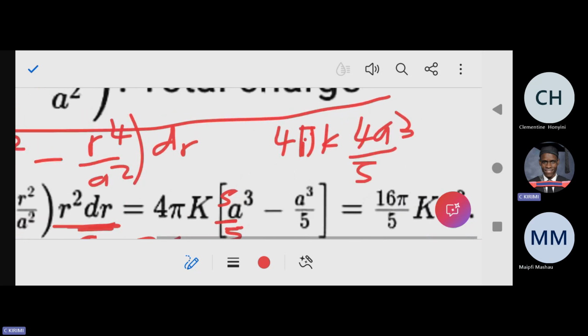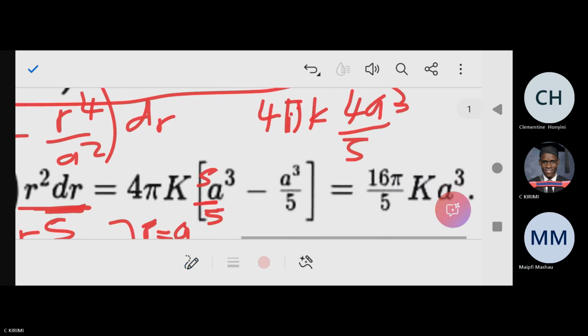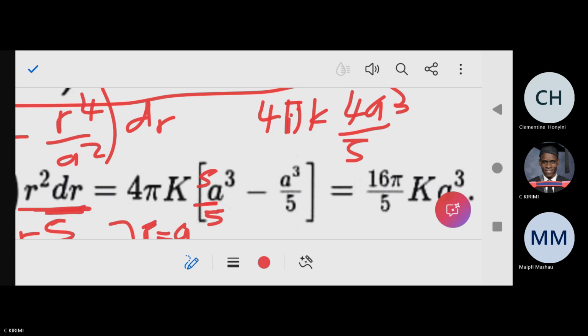I am showing you how they got this one. We did not use this step here. For us, we factored out a cubed, but they used this method of manipulating a cubed minus a cubed over 5. The answer is 4a cubed over 5 inside the bracket. That is what they are going to get inside the bracket.